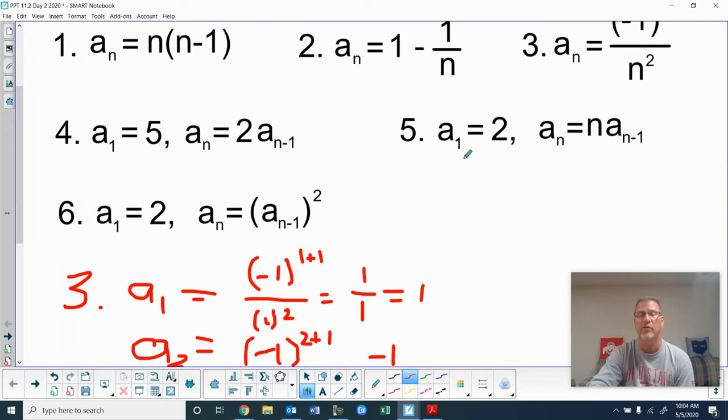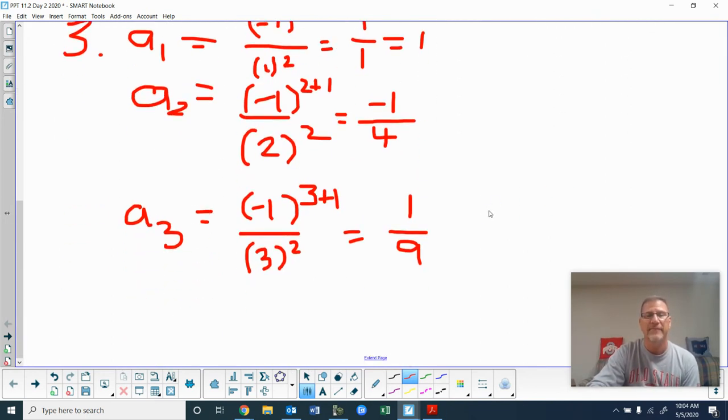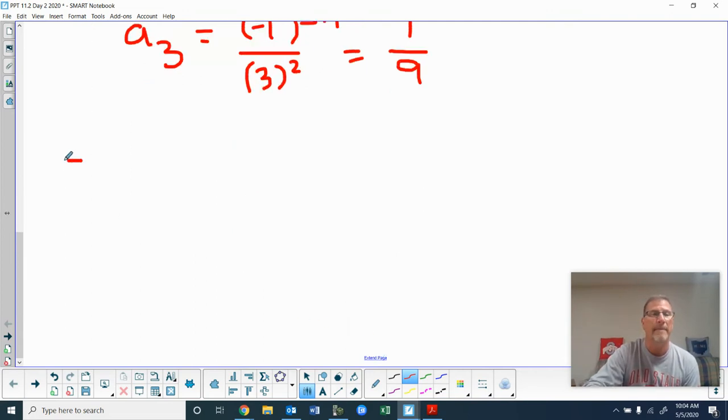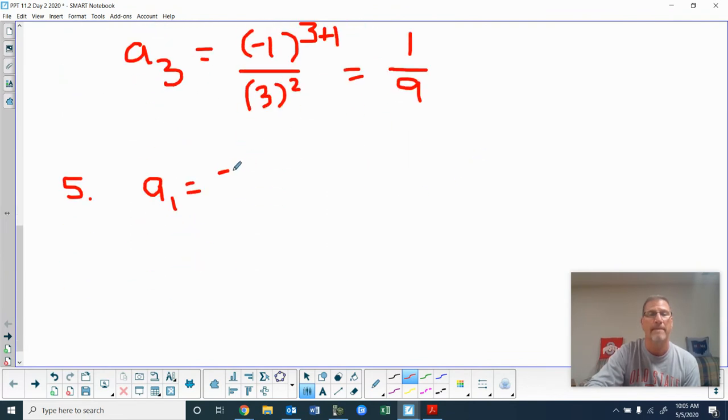I'd like to do number 5 as well. This is a recursive one where we always give you the first term, a1, and then you figure out the second and third term. Some of you found the second, third, and fourth. That's okay, but I was only asking for the first 3. So number 5, the first term was 2.